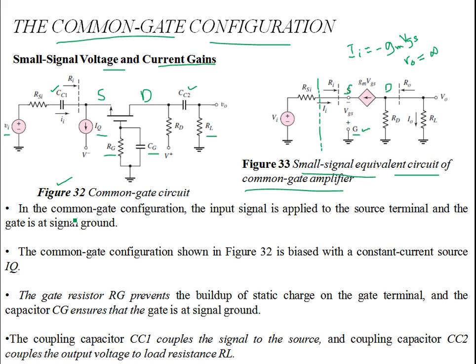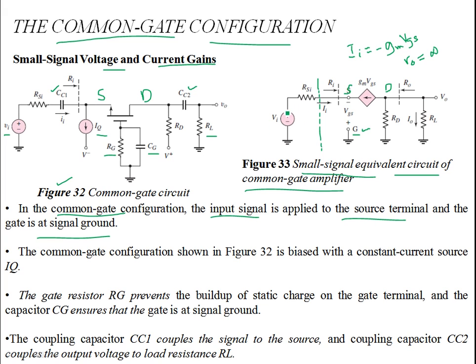Now, the comments are written over here. So you see in the common gate configuration, the input signal is applied to the source terminal, and the gate is at the signal ground. Well, if you recall, in the common source and in the source follower configurations, we were applying the input at the gate terminal. But over here in this configuration, the only difference is that the input is at the source. And you will see that most of the time this configuration is useful for providing current gains.